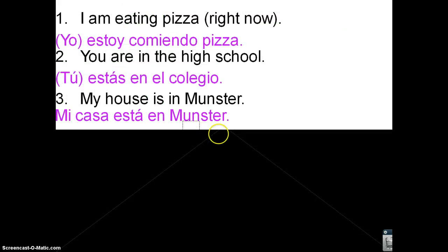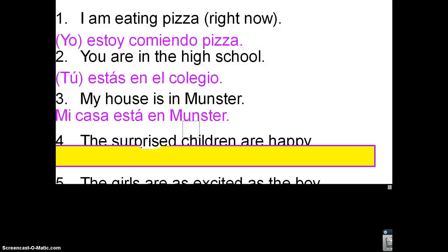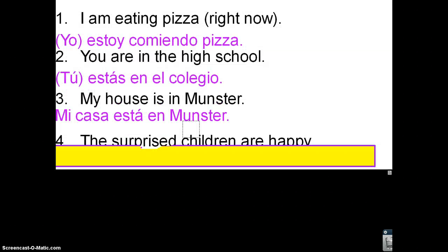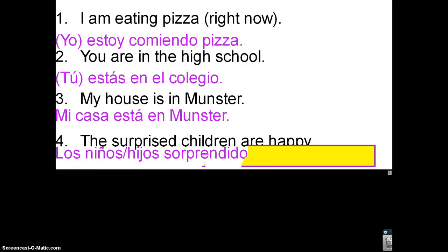Back to our sentences. Number 4, the surprised children are happy. In English, we say the surprised children. In Spanish, we say the children surprised. There are two different ways you could say children. You could say los niños, or you could say los hijos. To say surprised to match children, we're going to have to make it plural. And if we are saying are, we have to ask ourselves ser or estar.